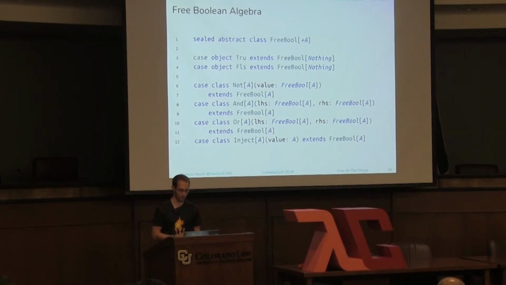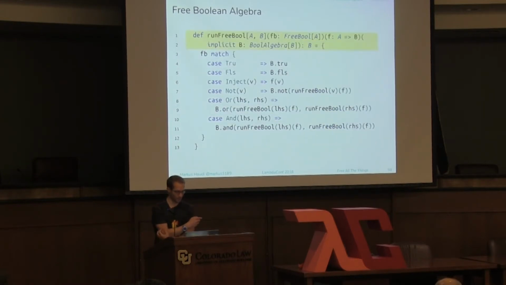So it's the same pattern as before. And then, of course, we need to somehow interpret our free Boolean algebra. And for this, we again take a Boolean algebra as our target interpretation. And then we just pattern match on our instructions. If it's true, we just return from the target algebra the true. The same for false. If it's inject, we just apply the function. In the not case, we call the negation from the target Boolean algebra, and we recurse down with our interpreter. And the same for the or and the and case.